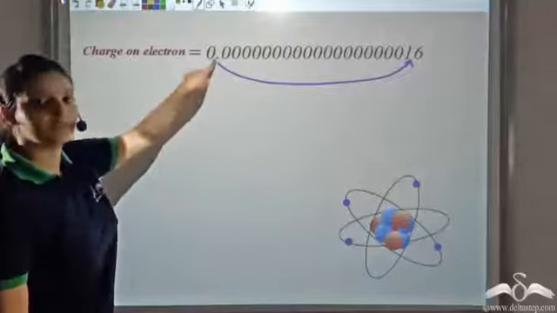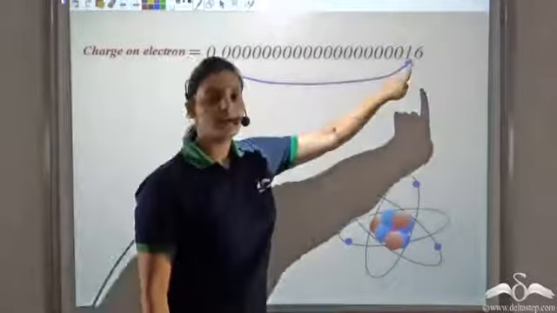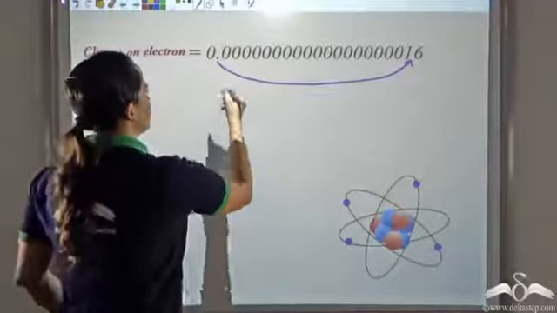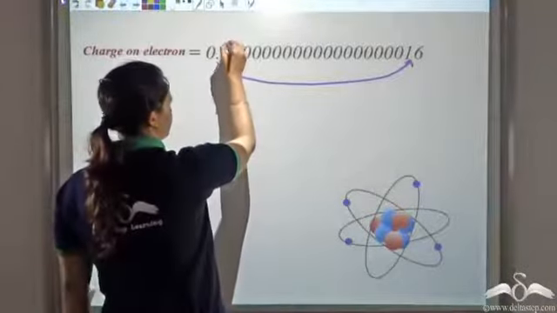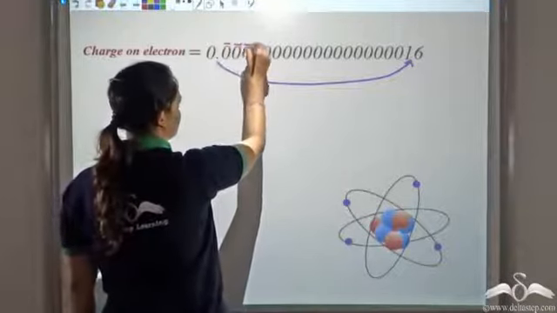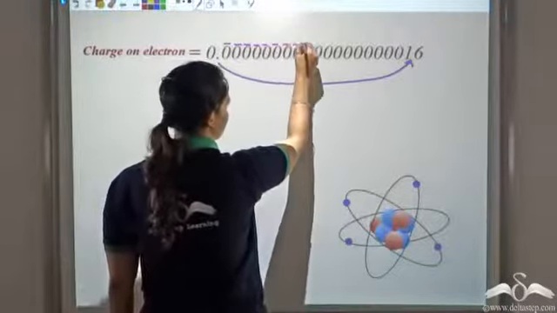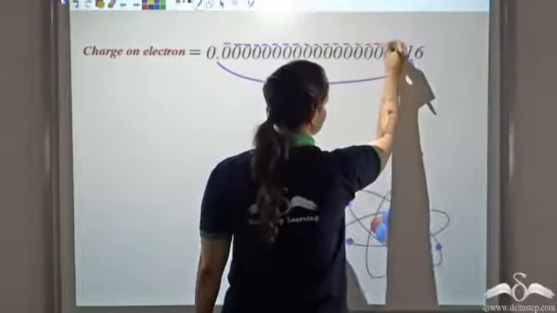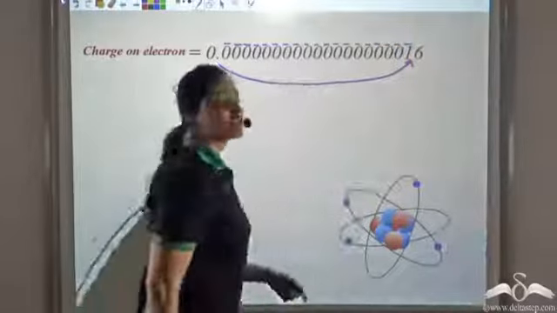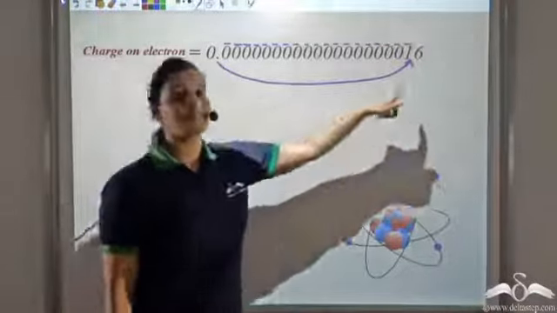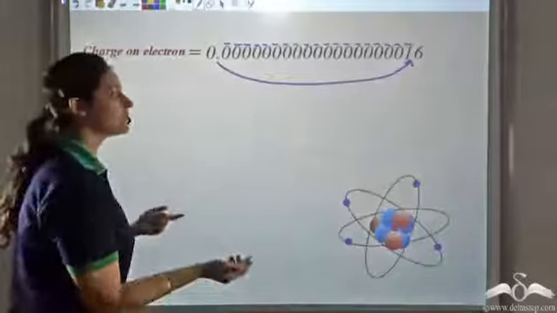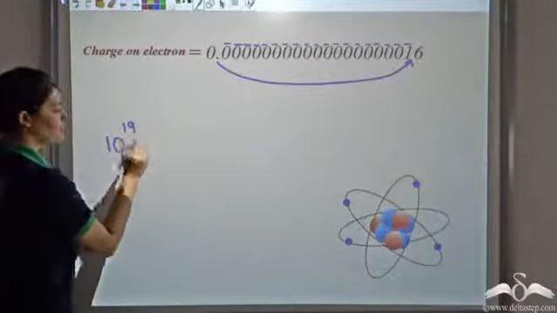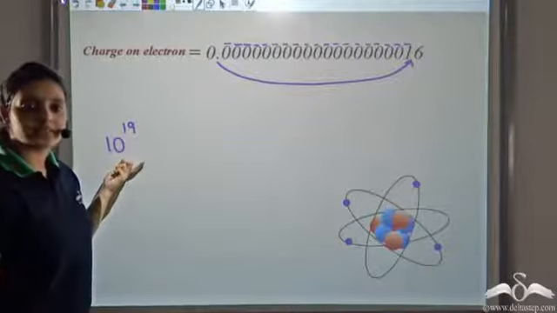Now if I move the decimal from here to here, I'm shifting it towards the right. That is, I'm increasing the number. Now how many decimals did I shift? 1, 2, 3, 4, 5, 6, 7, 8, 9, 10, 11, 12, 13, 14, 15, 16, 17, 18, 19. I shifted the decimal 19 places to the right. That is, I've increased the power of this number 10 to the power 19 times.